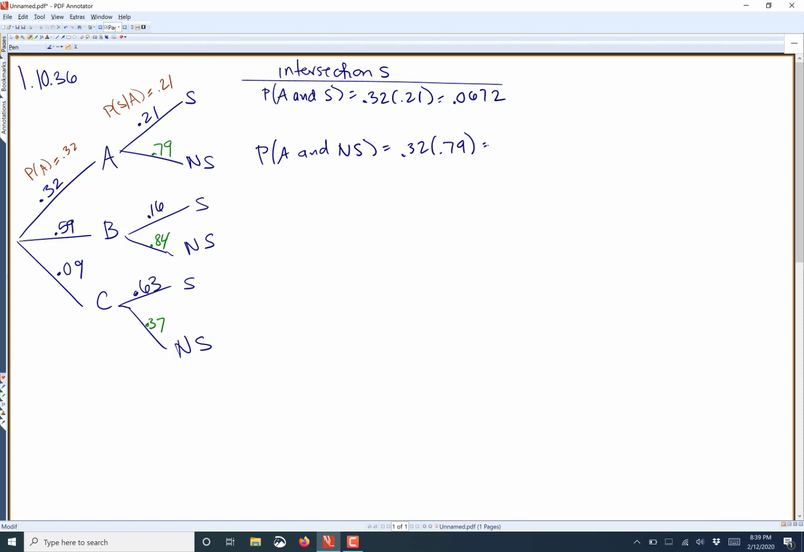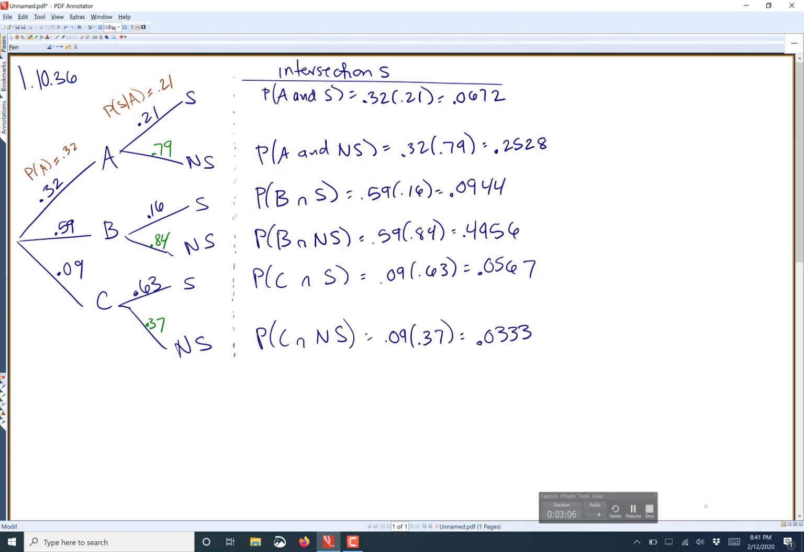which gives me 0.2528. So I'm going to pause it and fill all the rest of those in. Again, just multiplying along each set of branches to find the intersections. So now that I've multiplied along the branches to find each intersection, I'm actually ready to look and see what the problem wants me to find.